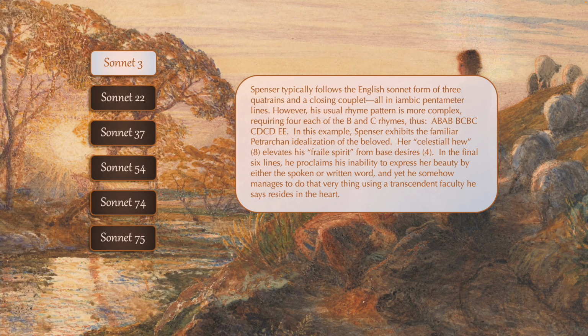But what I find most noteworthy is the final 6 lines, where he proclaims his inability to express her beauty by either the spoken or written word, and yet somehow he managed to do that very thing using a transcendent faculty he says resides in the heart. This kind of paradoxical logic is a feature of Petrarchan personae in all the major sequences of the period.